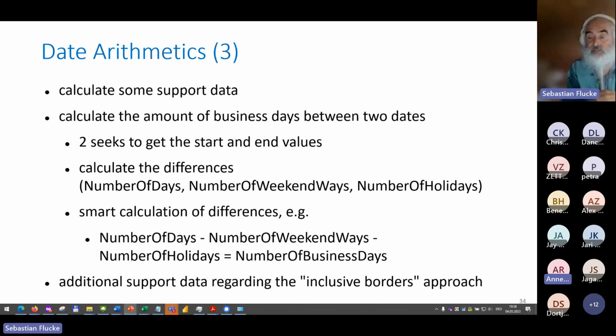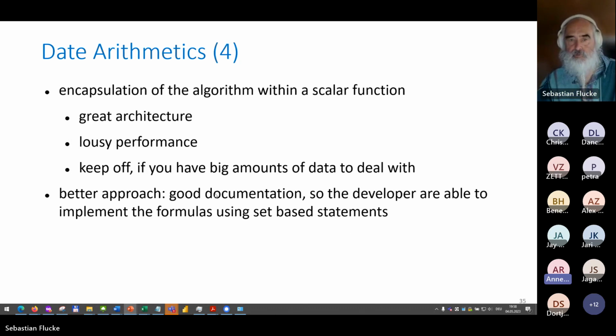We need additional support data regarding the inclusive border approach. That means if we want to calculate from Monday to Friday, which are 5 days, it's not a good idea to say Friday minus Monday, because Friday minus Monday gives you 4 days as a result. But when we talk about a time range, we usually want to include the first and the last day as well. So at some points in the algorithm, we have to do some additional +1 to fulfill that inclusive border approach. So, close to the end.